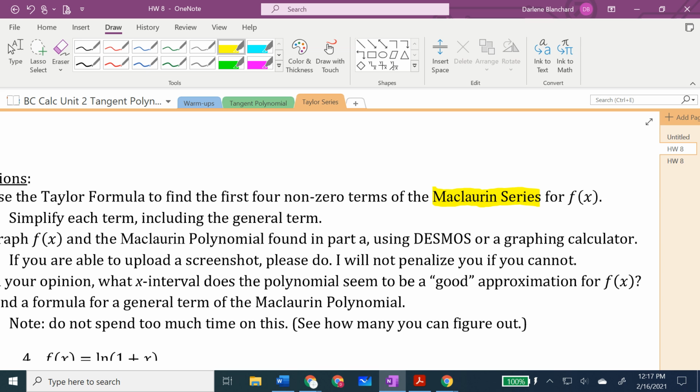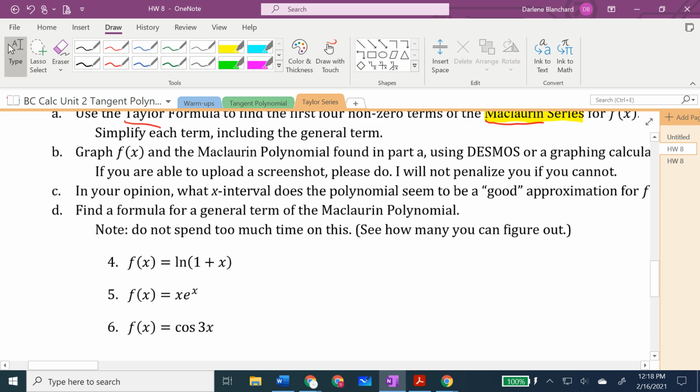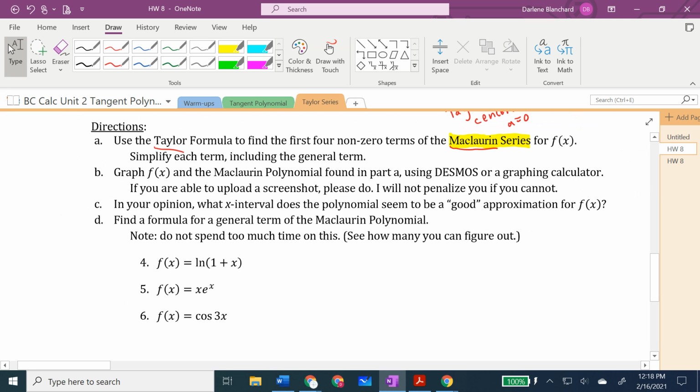Anyway, you are expected to know that when they use the phrase Maclaurin series, they are meaning a Taylor series centered at 0. Other than that, these are all the same directions as before. You just have to know that with Maclaurin series, you aren't given a center because you know that means the center is 0 automatically. We're going to do number 4 together.